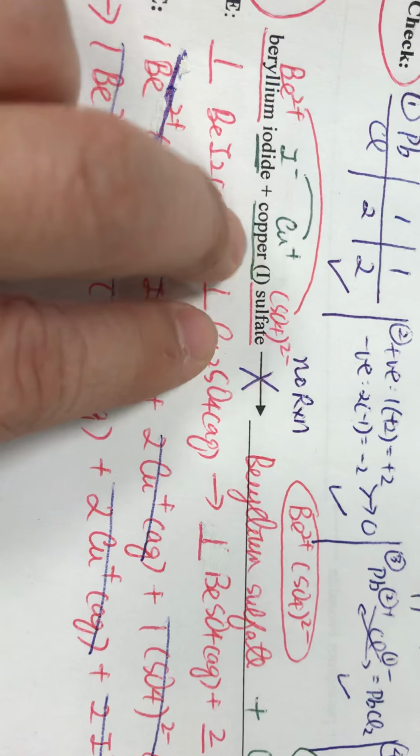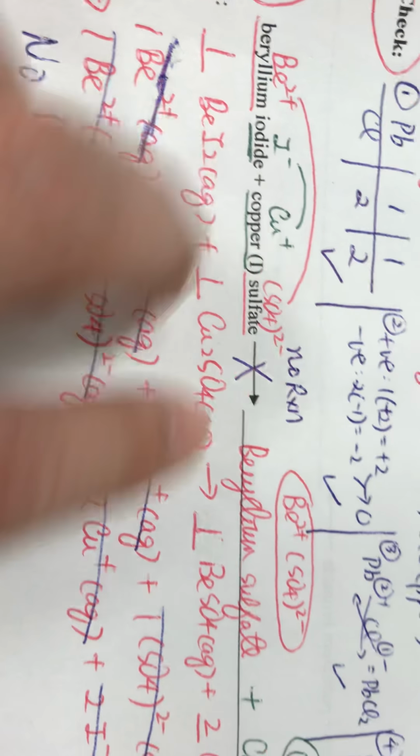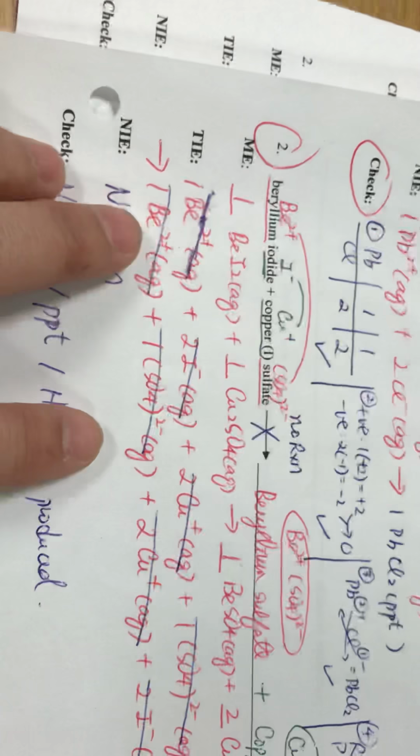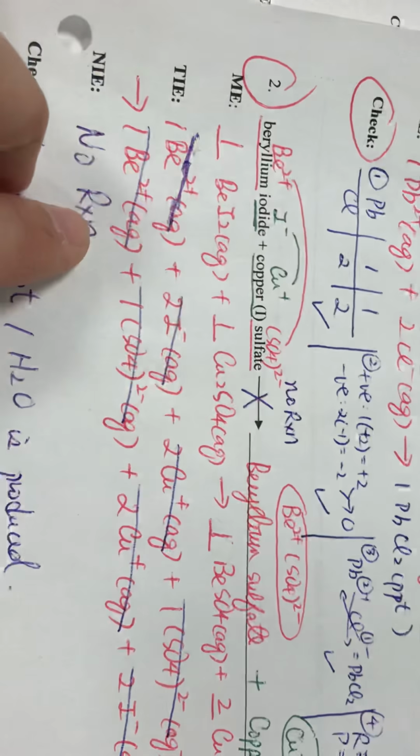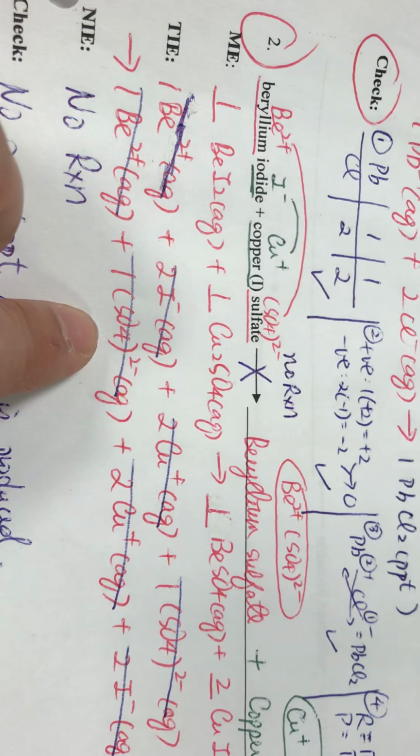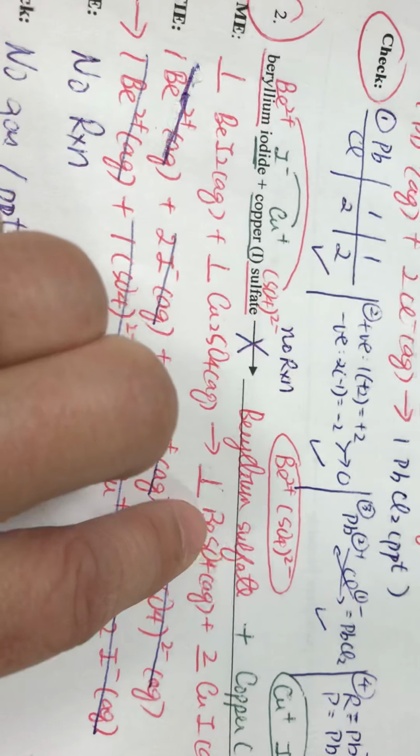2Cu+ (aq), because I have 2 Cu. 1 SO4 2- (aq), because 1. And then on the product side will be 1 Be2+ (aq), 1 SO4 2- (aq), and then 2Cu+ (aq), and then 2I- (aq). Before cancellation will be total ionic.